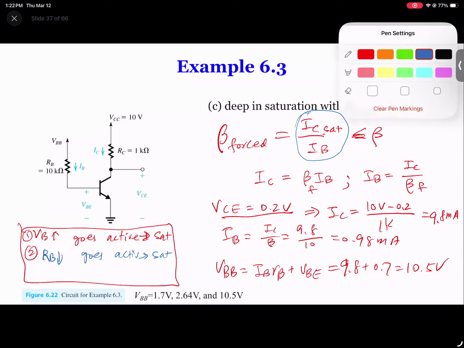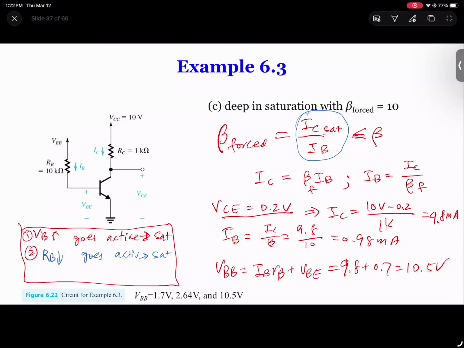That's the second one. And the third one, of course: if I fix VBB and I fix RB, what else can you change? There's only one thing left. RC. What do you do with RC? You can move from active to saturation. Basically, you're reducing IC to move from active to saturation. Reduce IC means you increase RC.